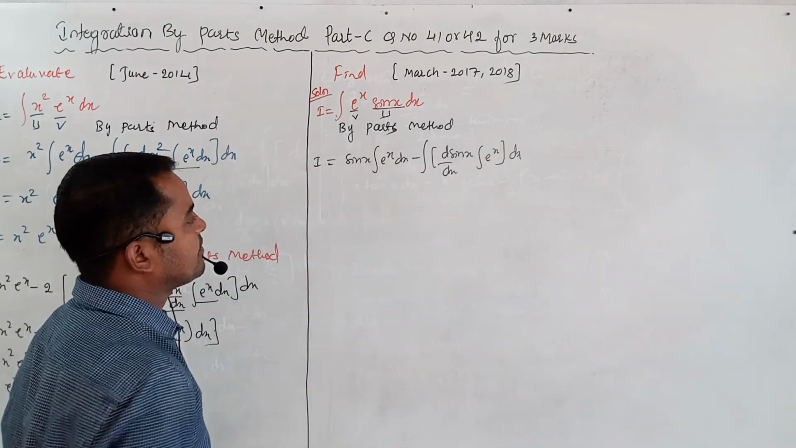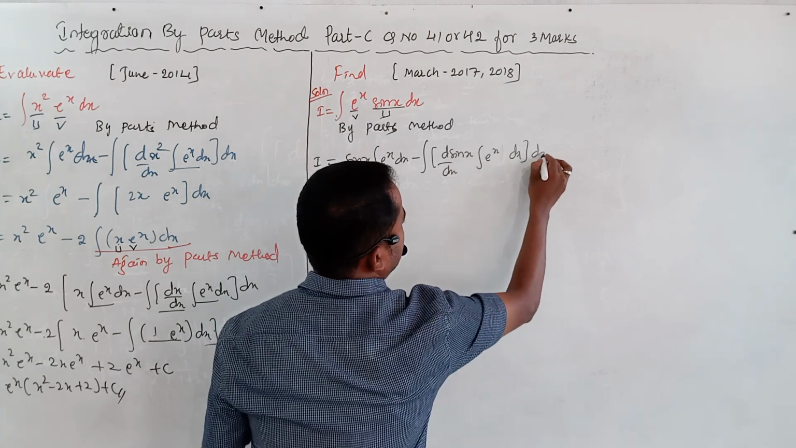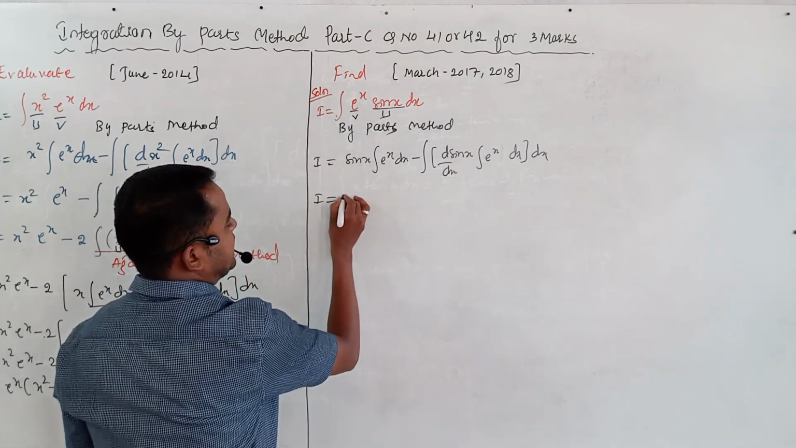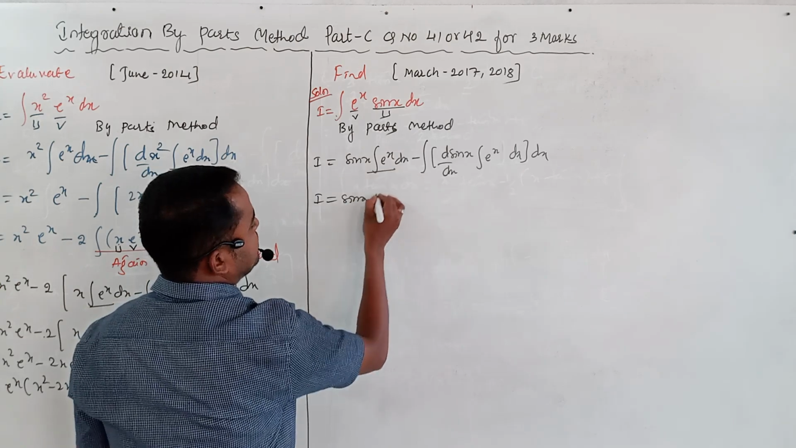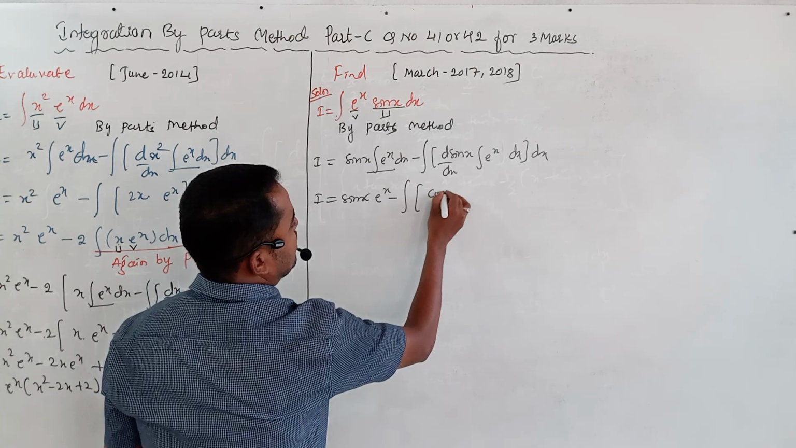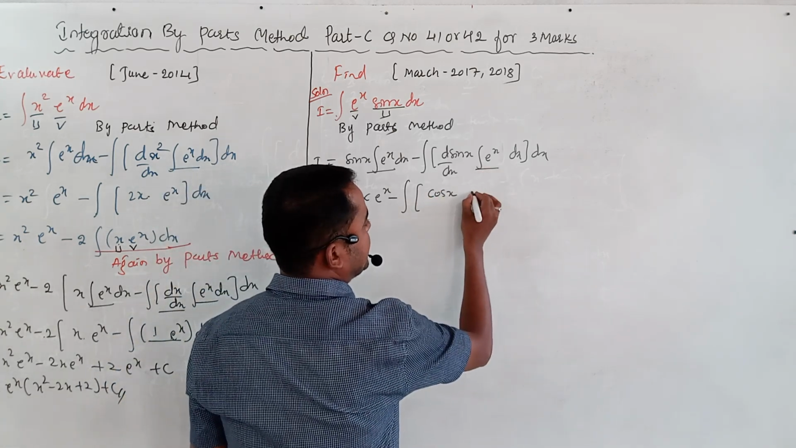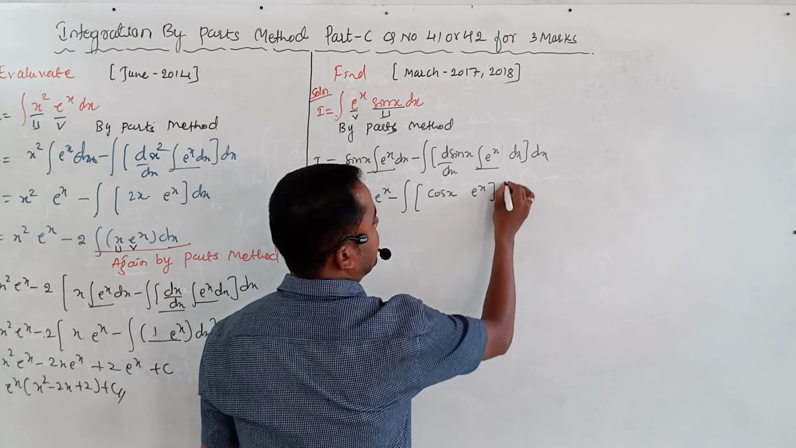Yes. This one dx and outside another dx. Yes. Then I is equal to sin x as it is, integration of e raised to x is what? E raised to x, minus derivative of sin is what? Cos x. Derivative of sin is what? Cos x. Integration of e raised to x is what? E raised to x, whole bracket dx.